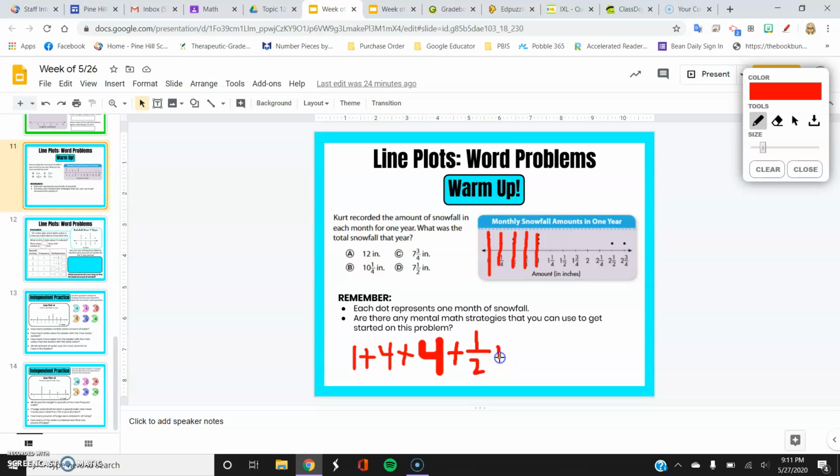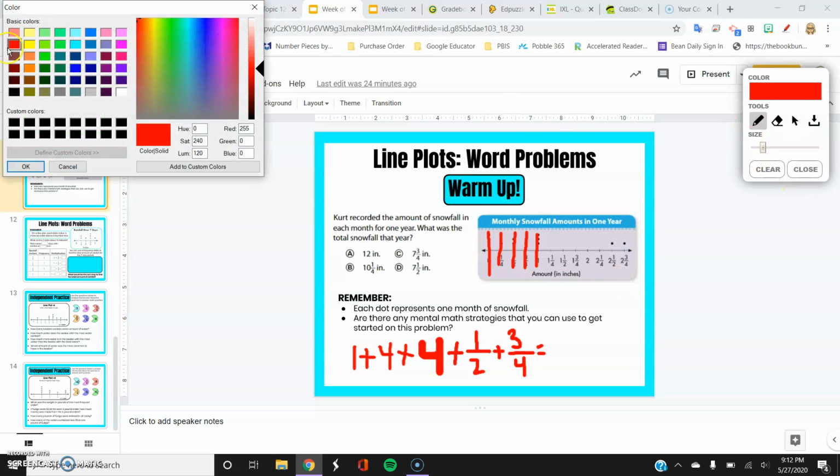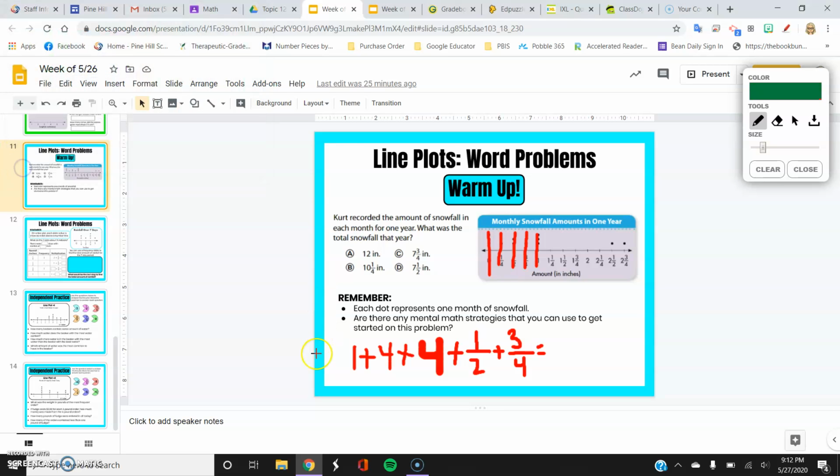Should have used my mouse and not my mouse pad. This is much harder. 3/4. All right. Let's change my color to green and add up some of this to get this out of the way.